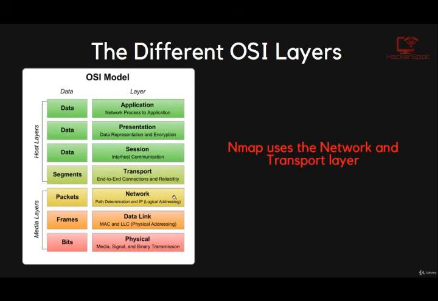Right, so I would recommend that you go through the OSI model and understand how each of these layers communicate with each other and why they're so important. But when it comes down to Nmap, it uses the network and the transport layer, and that's what we're going to be paying attention to.